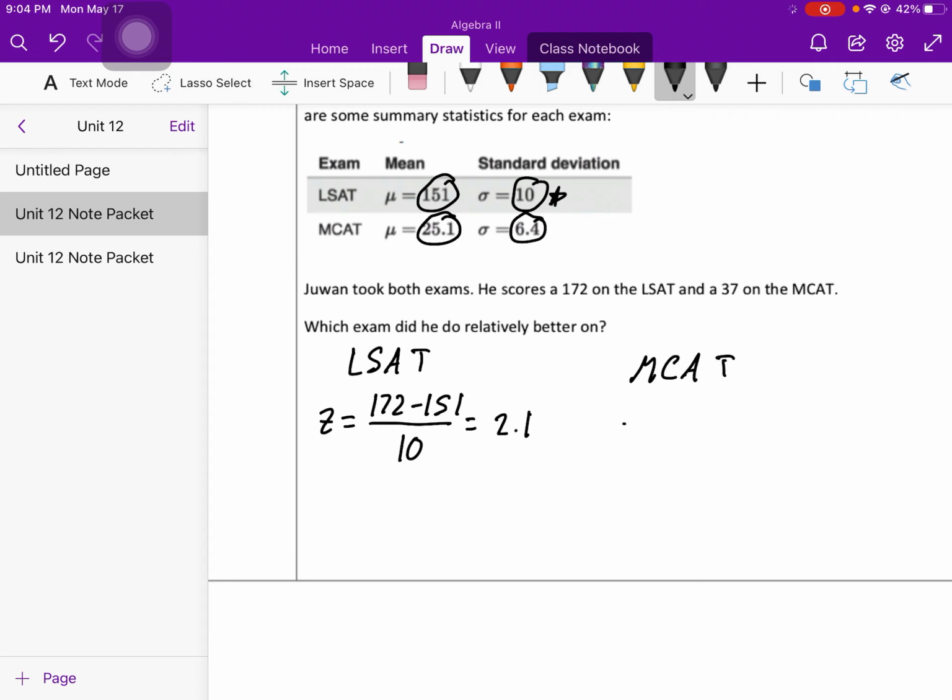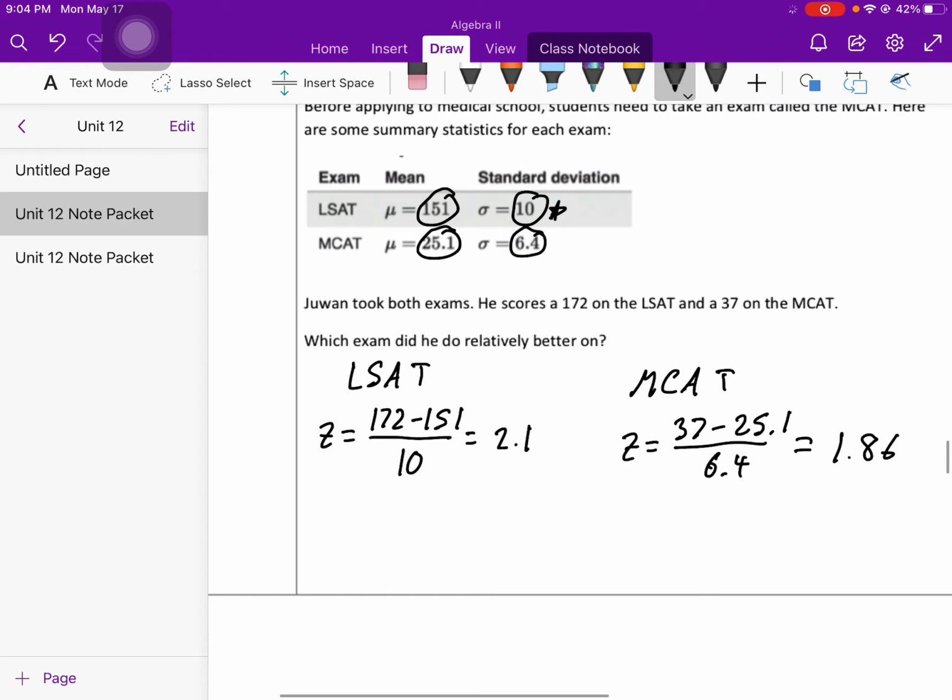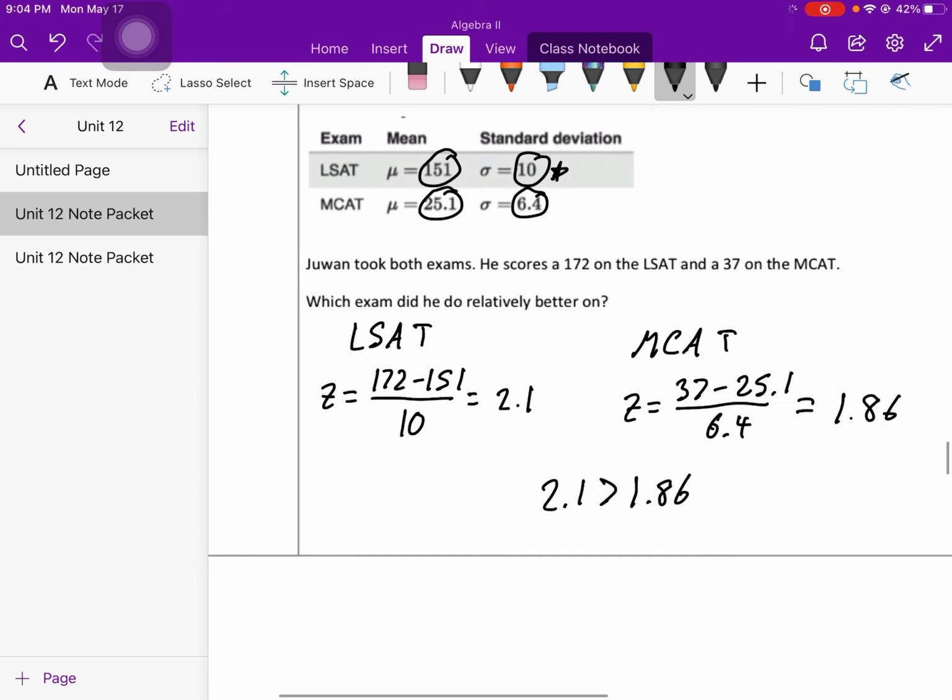The next one is the MCAT. So the z-score here is going to be 37 minus the average of 25.1, divided by 6.4. And that comes out to be 1.86. So since we're comparing the z-scores in terms of standard deviation and how well this student would stand out, 2.1 is more significant than 1.86, so their LSAT is probably a better score. So we are going to say the LSAT for our answer.